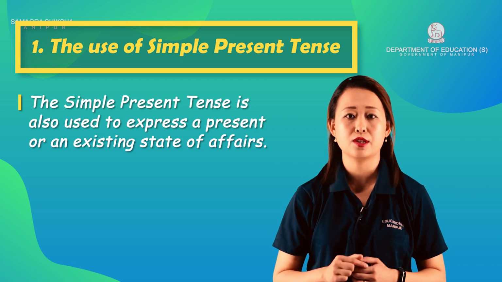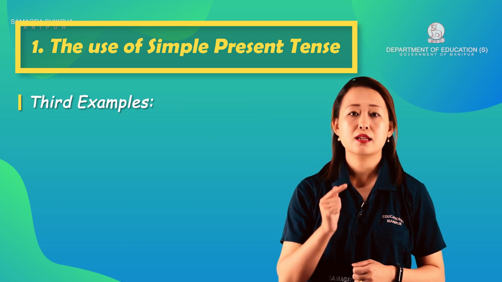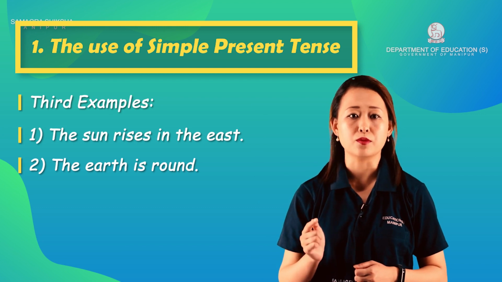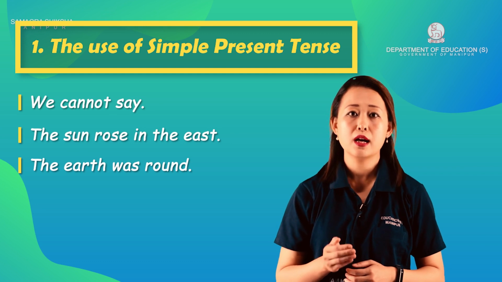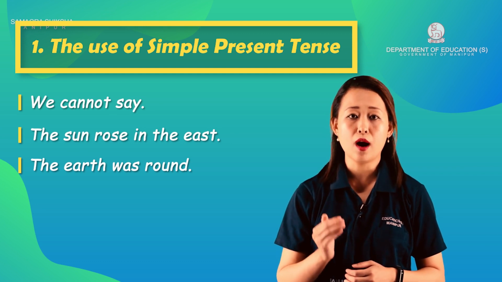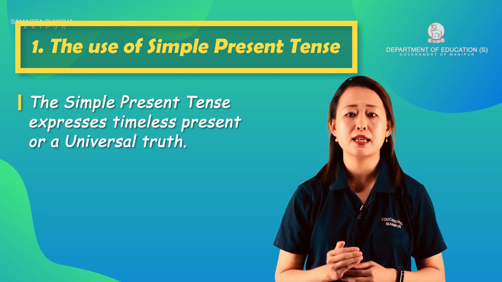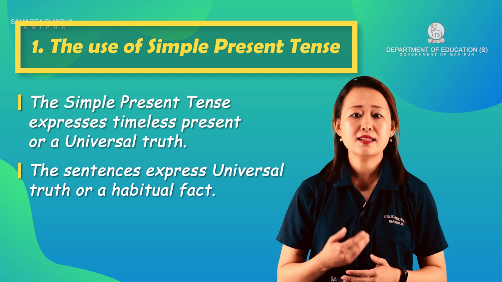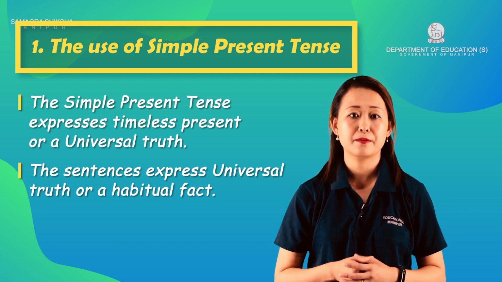state of affairs. The third use of simple present tense, example, the sun rises in the east. The earth is round. We cannot say the sun rose in the east or the earth was round. Here, the simple present tense is used to express timeless present or a universal truth. The sentences express universal truth or a habitual fact.